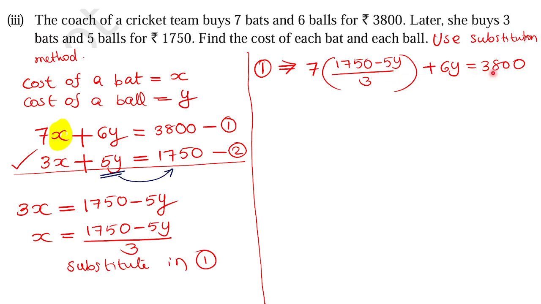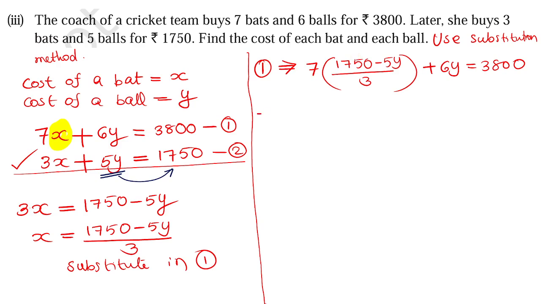The number is much larger. You have to be careful when you do the addition, subtraction or multiplication. You must be careful. Let me take the 7 inside the bracket. 7 into 1750. When you do the calculation, never make mistakes. 7 into 1750. 7 can be taken inside the bracket.